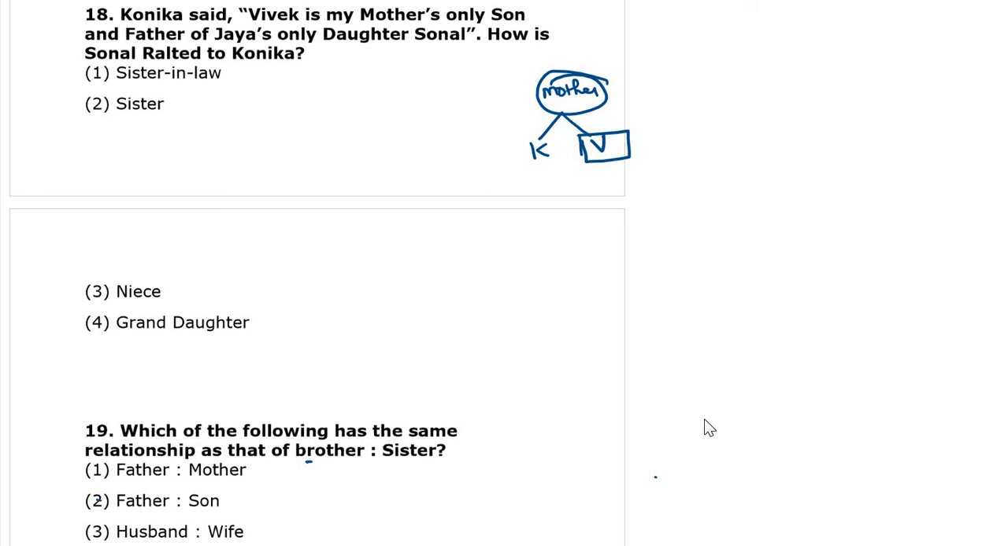Okay. So the question is Vivek is my mother's only son, and the father of Jaya's only daughter Sonal. So Sonal is a daughter, Jaya must be a mother, circle. So the question is how is Sonal related to Konika? Sonal is the brother's daughter, so niece. The answer is niece. Okay. Come to the next question.